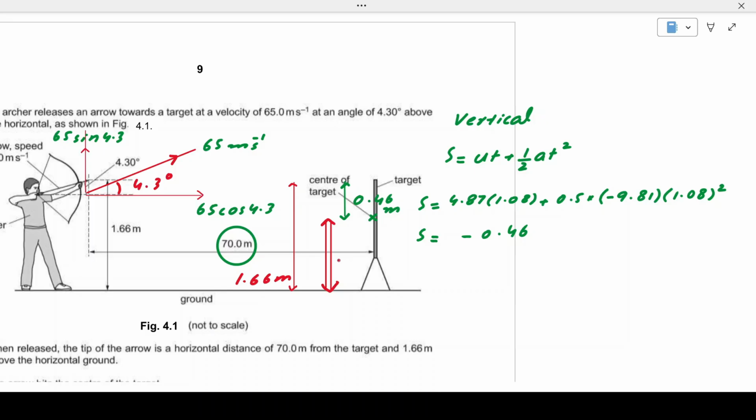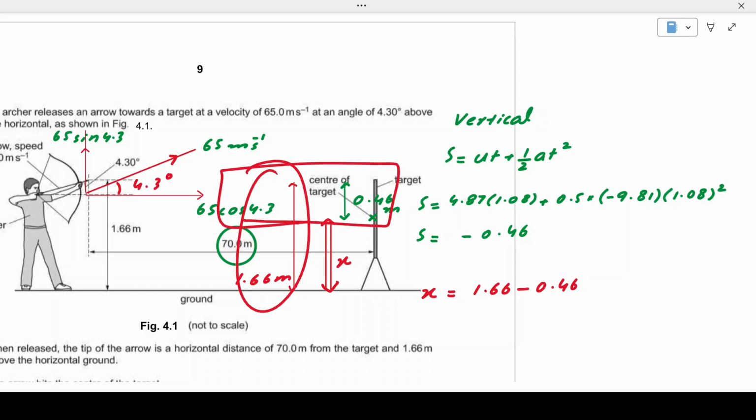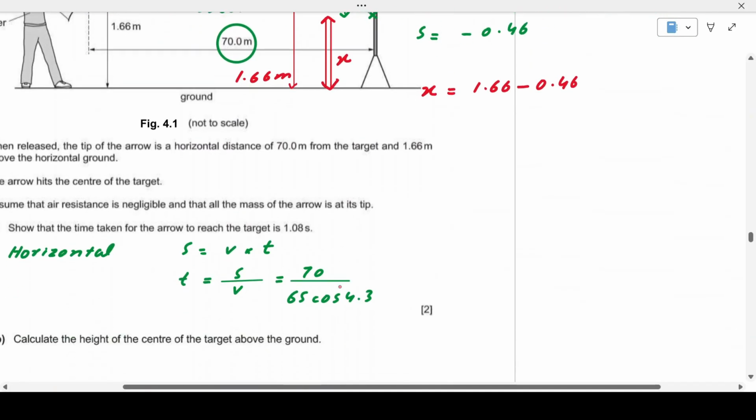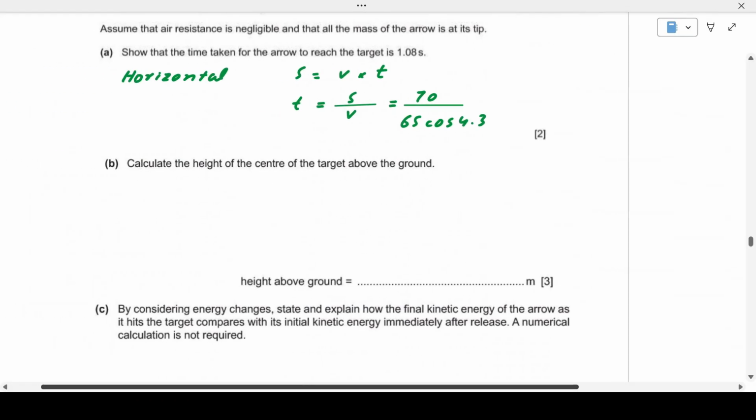Let's call it x. So x equals 1.66, the total, minus the one at the top. This is the total. If you subtract this distance from the total, you'll get the leftover, which would be 1.2 meters.